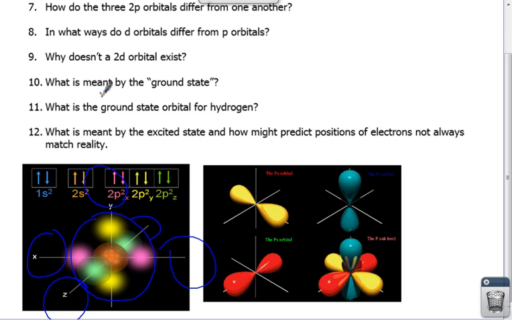Ground state is our standard configuration where the electrons are pulled in as tight as possible. Excited state would mean it's out of order. Actually, let me do an excited state. Let's do the reverse of that. What element is this? Mind you, it's going to be a trick question. 1s1, 2s2, 2p1. It's only 4 electrons, isn't it?